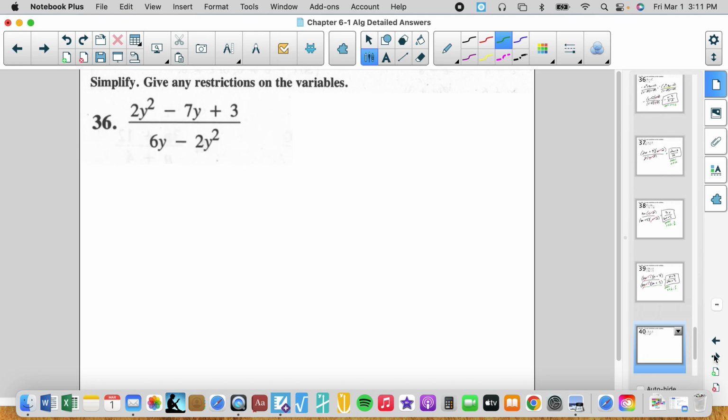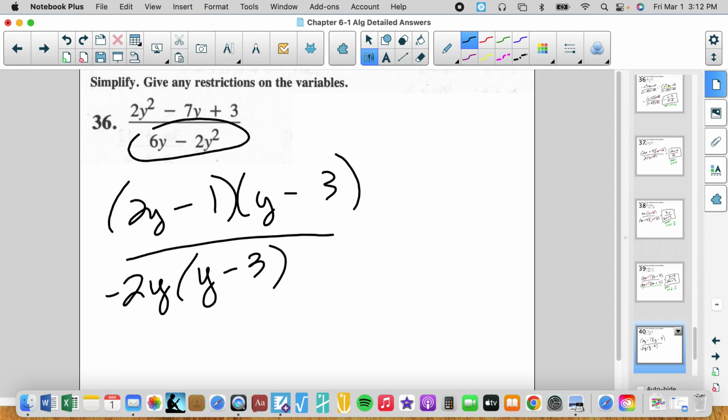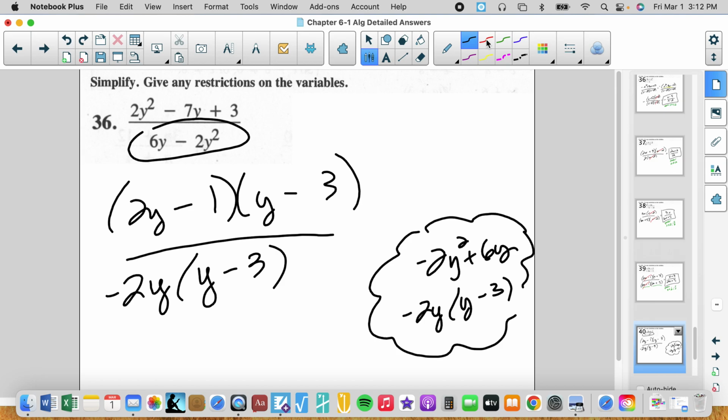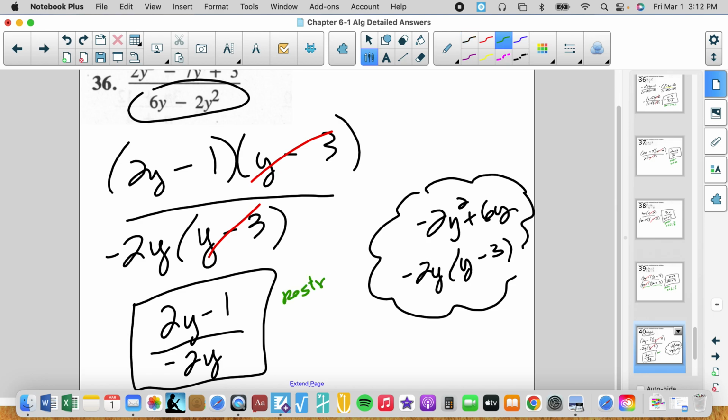Good. 36. I think it might be the last one. 2y and y. That's going to be 3 and 1. Signs are the same. Both are negative. We're going to factor out a negative 2y. And that's going to give us y minus 3, because I rewrote this as negative 2y squared plus 6y. Factor out the negative 2y and we get y minus 3. That's what was happening. Y minus 3 cancels. We're left with 2y minus 1 over negative 2y as my answer, with restrictions of y cannot equal 3. It cannot equal 0 because of the y by itself, and that's it.